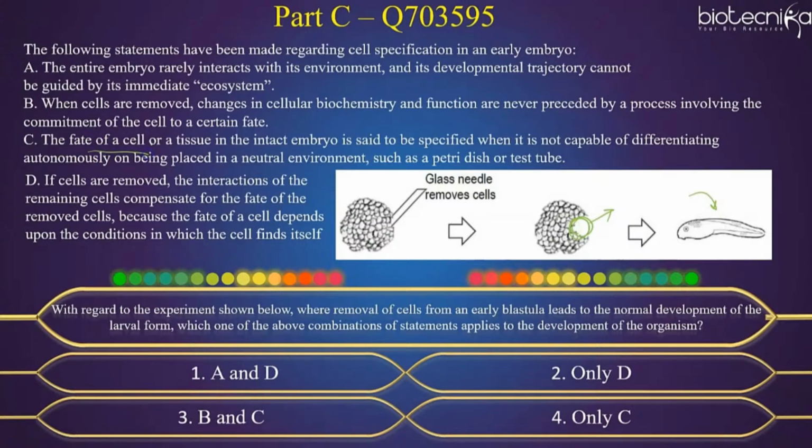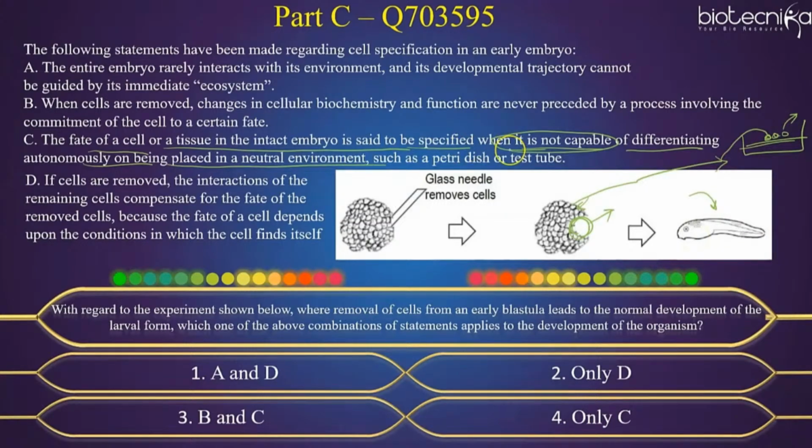The fate of a cell or a tissue in the intact embryo is said to be specified when it is not capable of differentiating autonomously on being placed in a neutral environment, such as a petri dish or test tube. So if a fate of a cell is specified, then even if you take that cell out and culture it separately without the rest of the embryo, if it has already got the signals, then they will be able to differentiate by themselves, even if the other cells are not there in a neutral environment.